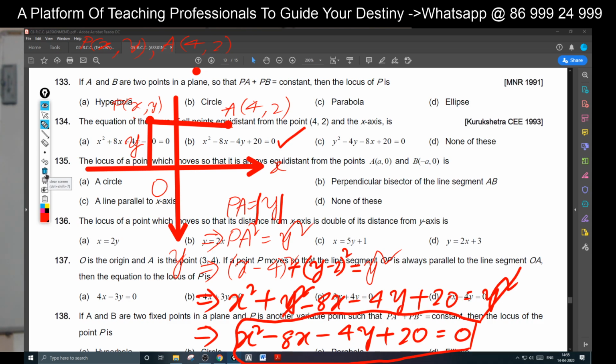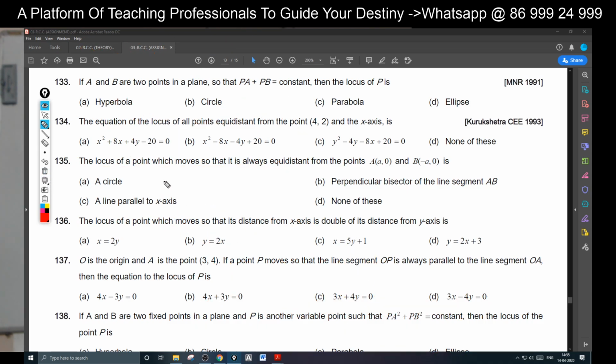Okay. Let's move on to the next problem now. O is the origin, A is the point 3, 4. If P moves so that the line segment OP is always parallel to the line segment OA, then the locus, then the equation of the locus of P is. Let me try this on the board because it will be comfortable to show the locus.